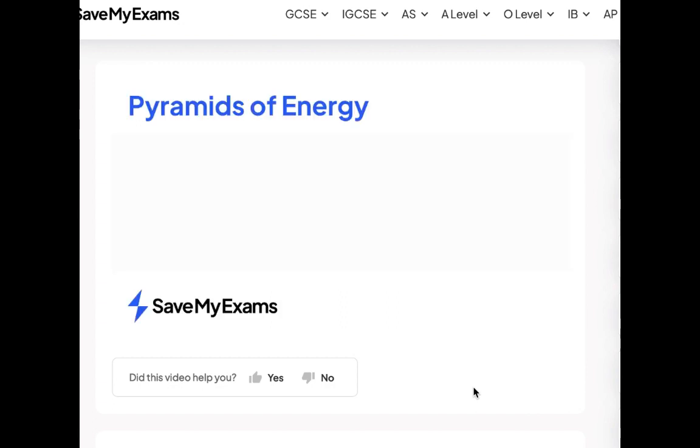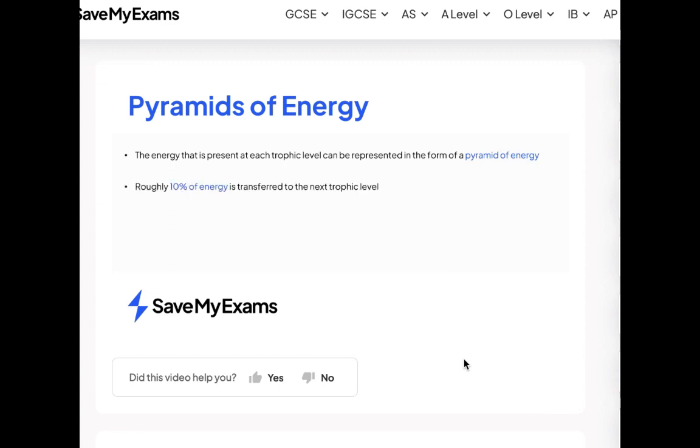So in summary, pyramids of energy represent the energy present in the biomass of each trophic level in a food chain and will always have a pyramid shape. Only about 10% of the energy received by a trophic level will be transferred to the next one. This is because energy is transferred or lost in a variety of ways at each trophic level, which limits the length of food chains in an ecosystem.